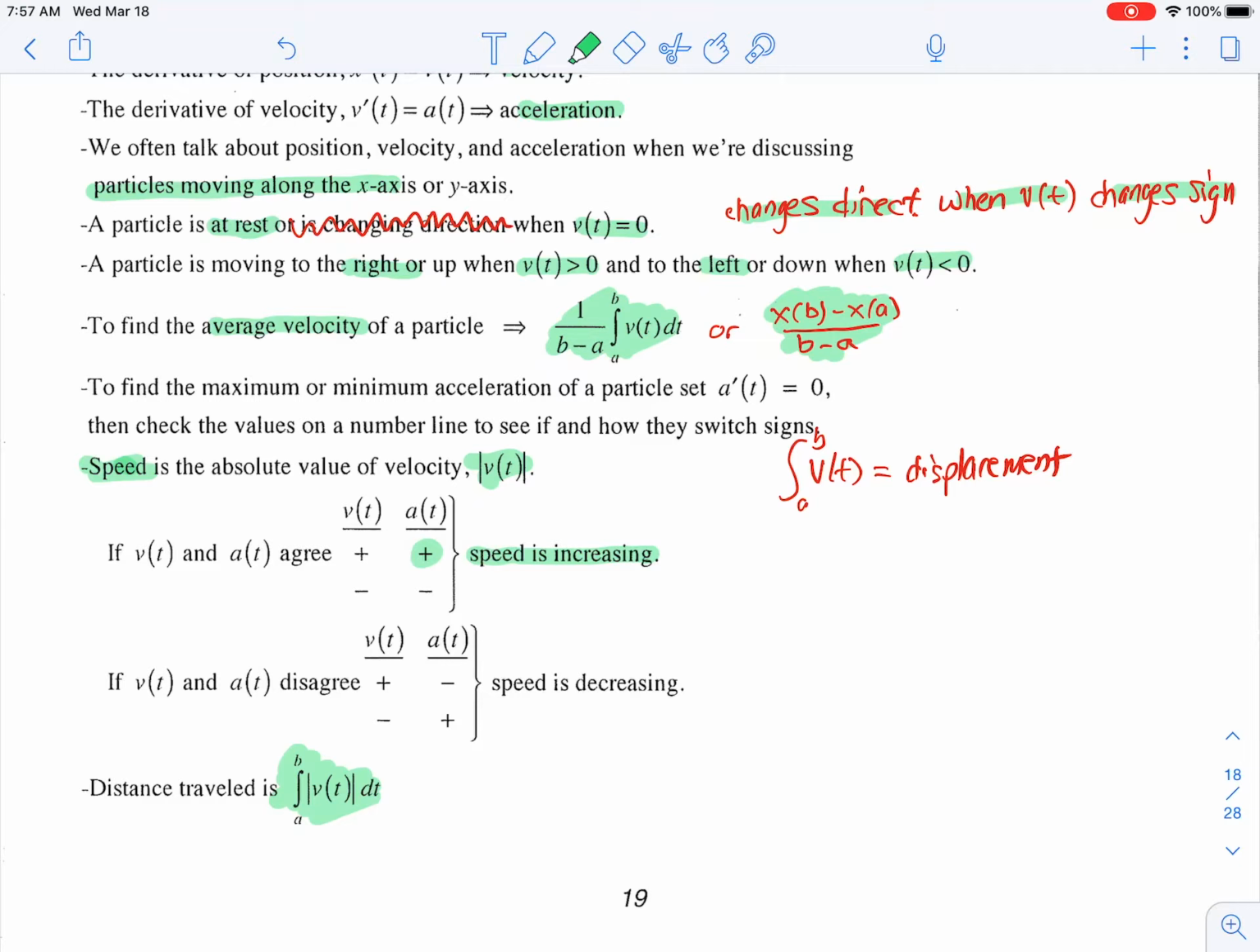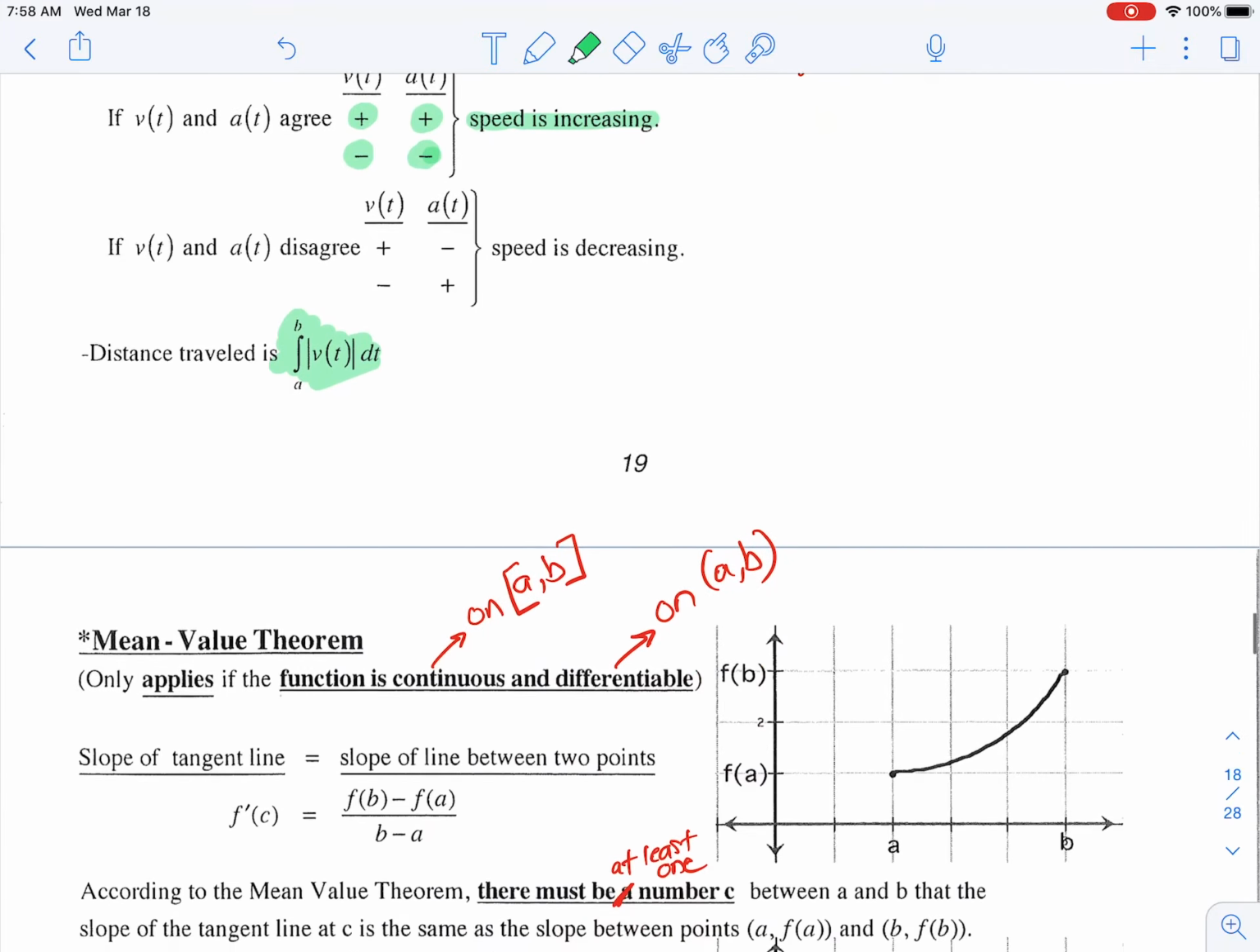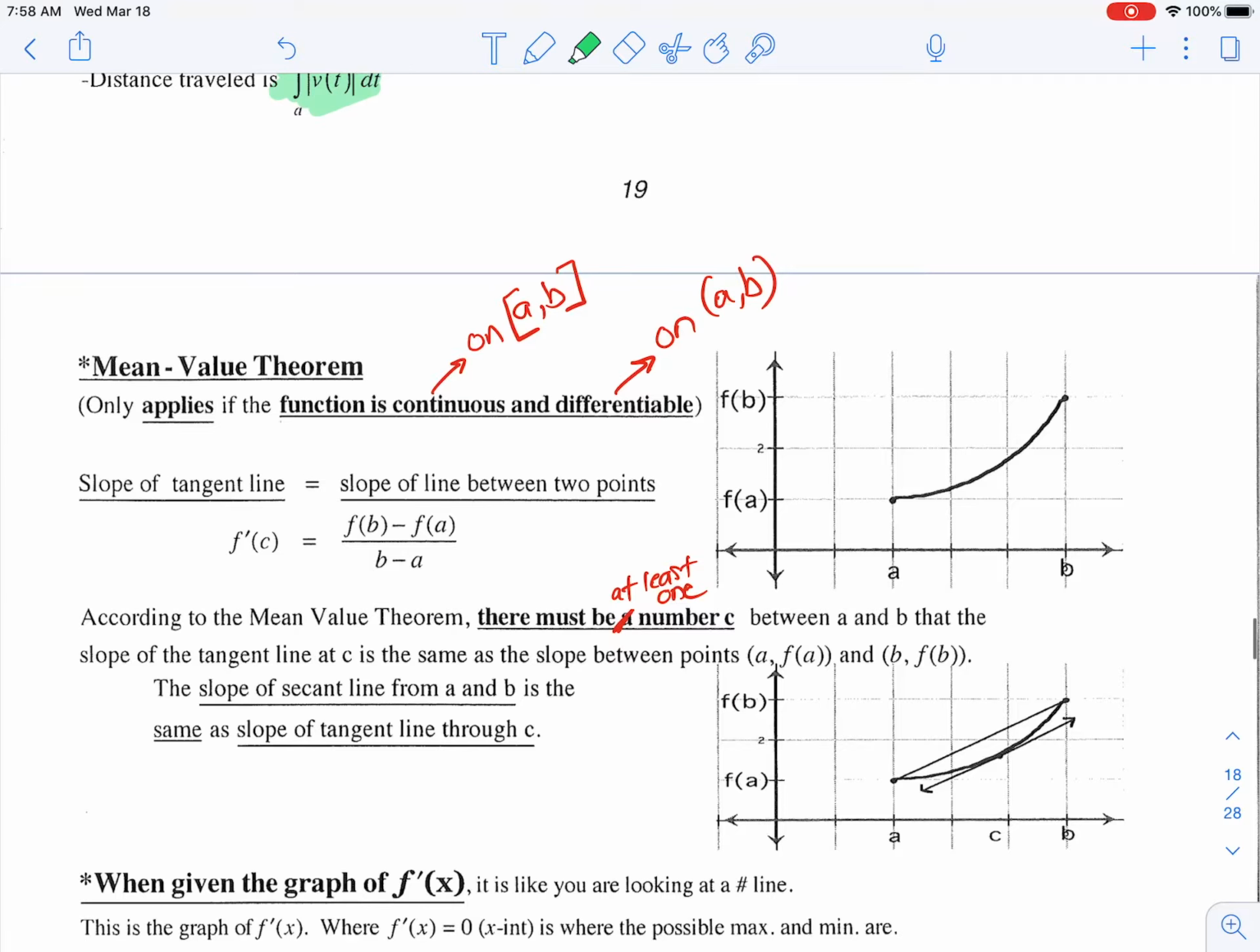And this was a big concept. If you want your speed to be increasing, you could have a positive acceleration when you have a positive velocity, but also a negative acceleration when you have a negative velocity would be increasing speed. When they are opposite signs, your speed is decreasing. In that case, just show what the actual inequality is. V of t greater than 0, A of t less than 0, etc.